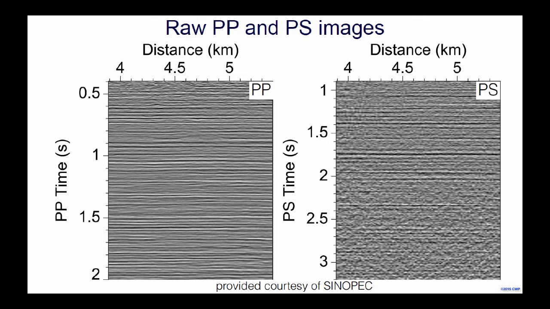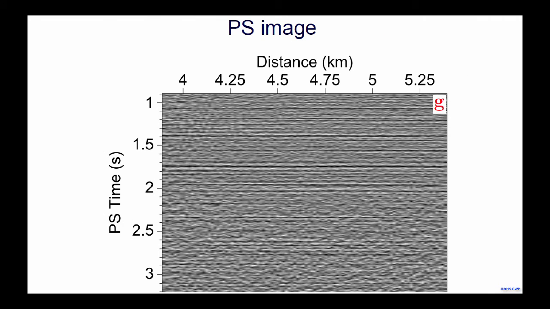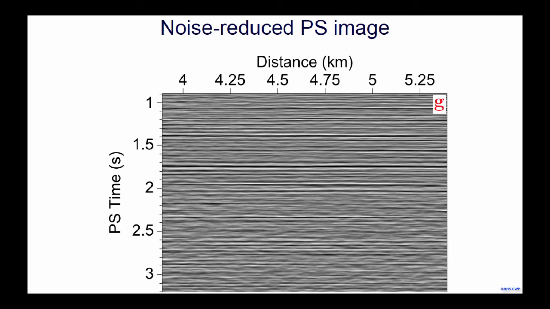Now during our testing, we found that noise decreases the algorithm's ability to drive down the RMS of the residuals and to estimate the correct wavelet. So the first thing we're going to do is take this noisy PS image, G, and apply a recursive exponential filter horizontally to reduce this noise, yielding the following image. And now we can estimate our PP and PS wavelets.